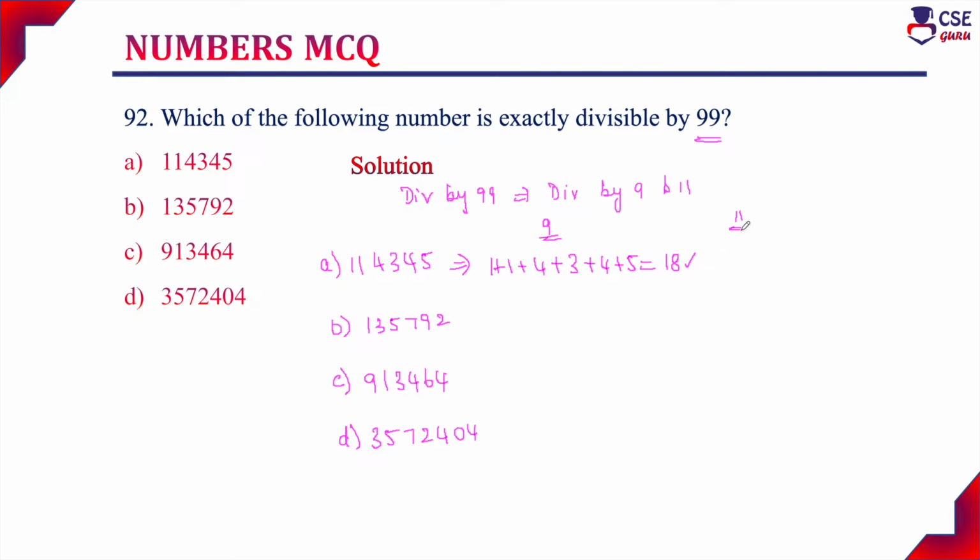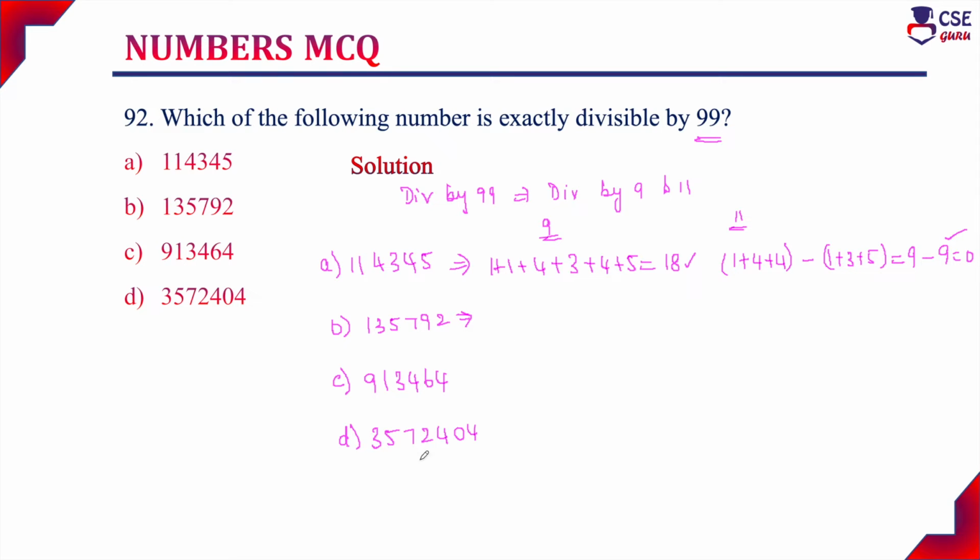And the divisibility rule for 11 is that the sum of the odd digits minus the sum of the even digits should be either 0 or divisible by 11. So the sum of the odd digits is 1 plus 4 plus 4, minus the sum of the even digits, 1 plus 3 plus 5. So the difference is 9 minus 9, that is 0. Yes, it is divisible by 9 as well as 11.